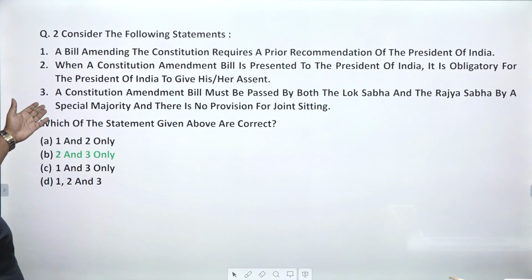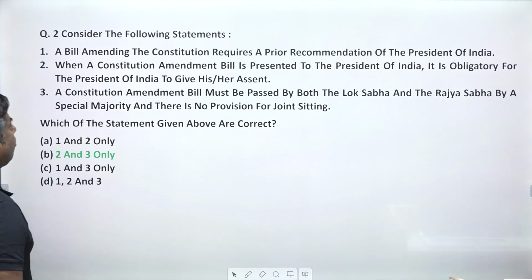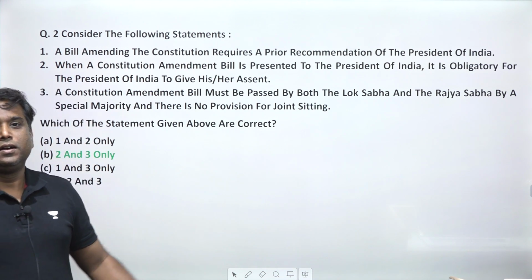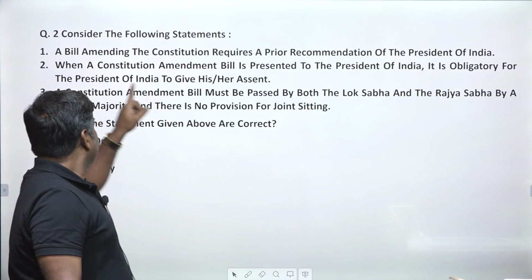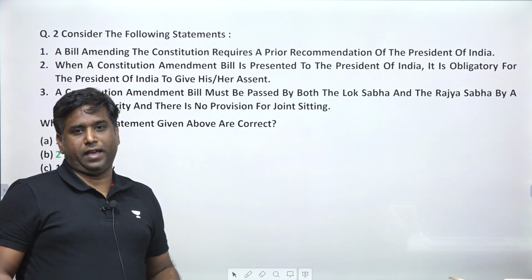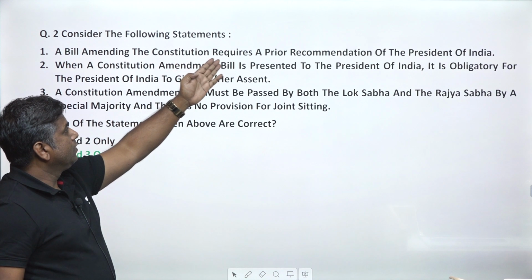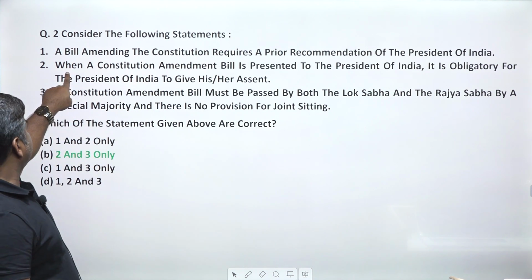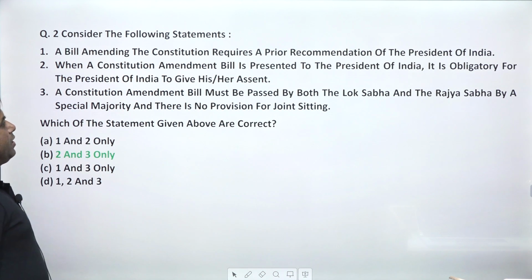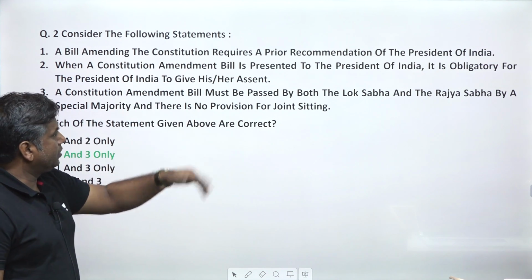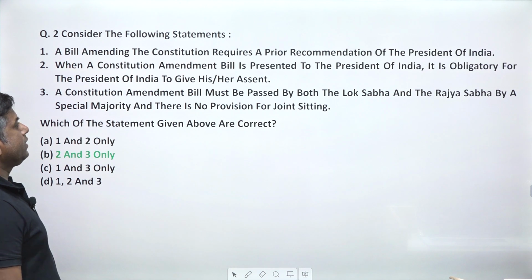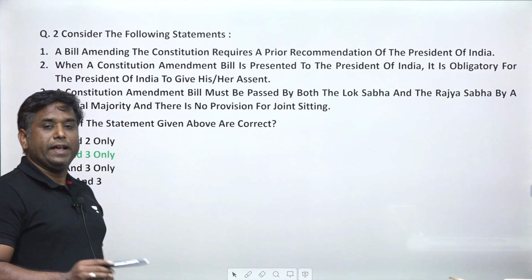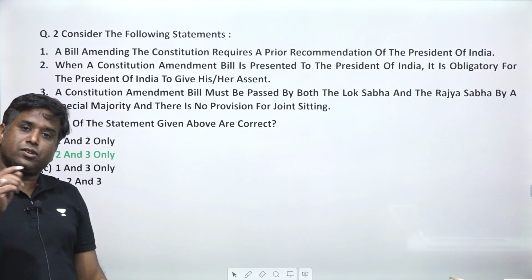Now, let us come to the second question. A bill amending the constitution requires a prior recommendation of the President of India. This is incorrect. Here only 6 bills are there which require a prior recommendation of the President of India. Now, come to the second one. When a constitution amendment bill is presented to the President of India, it is obligatory for the President of India to give his or her assent. Answer is yes. And why is it so?